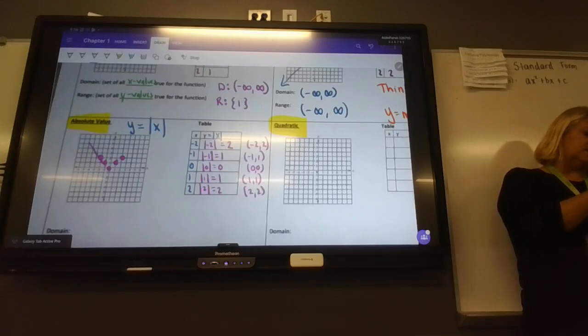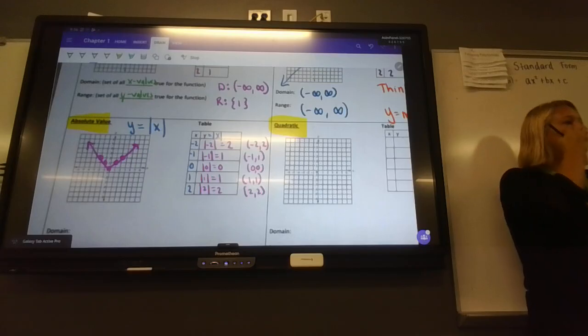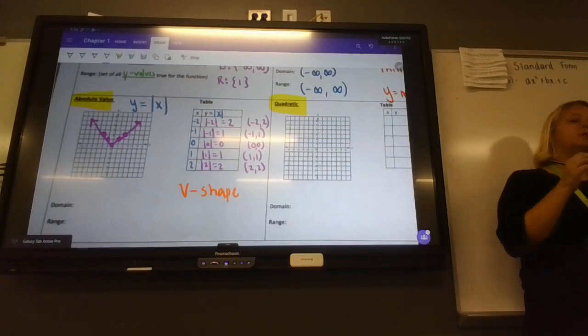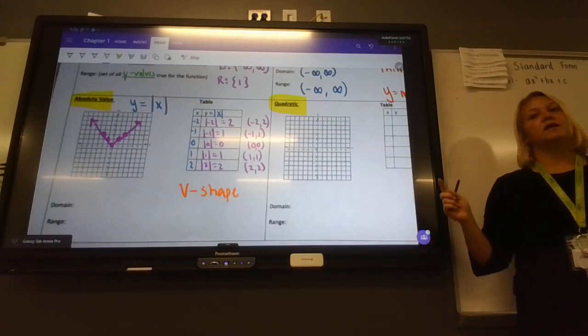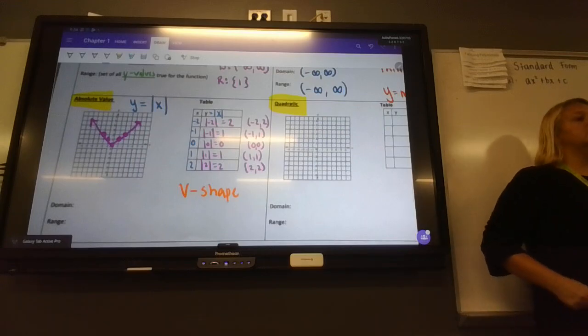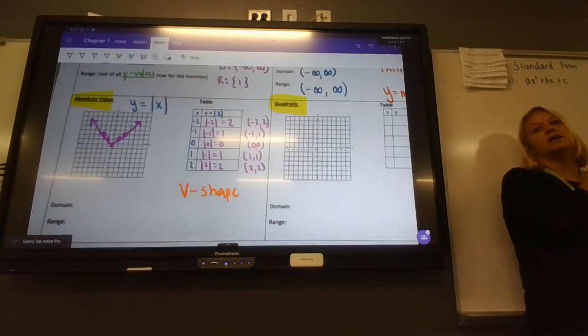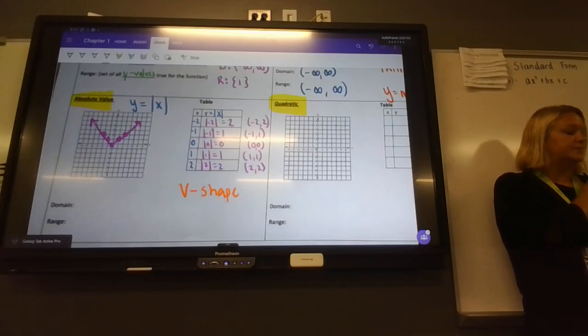So this is a V shape. If you ever encounter a V-shaped graph, you've got to think, hey, that belongs to the absolute value function family. You're thinking of an equation that has absolute value bars. It's the bars that make the V shape.